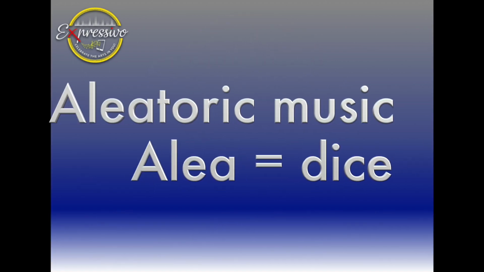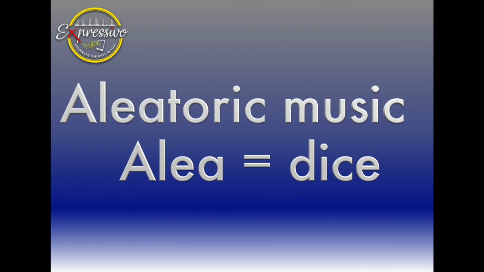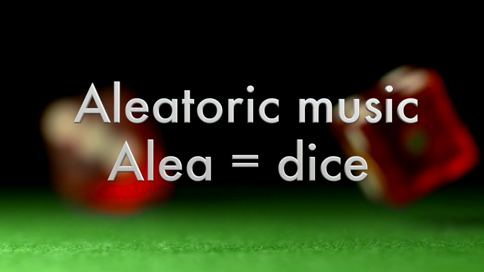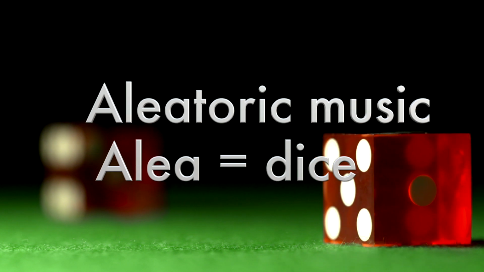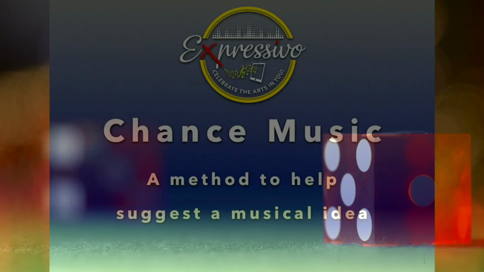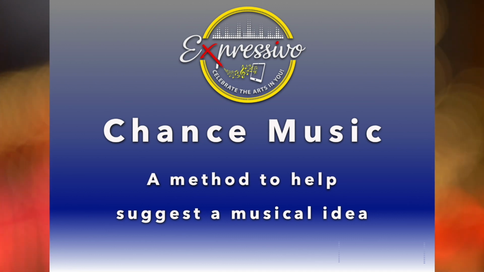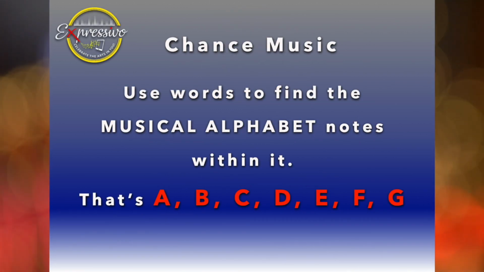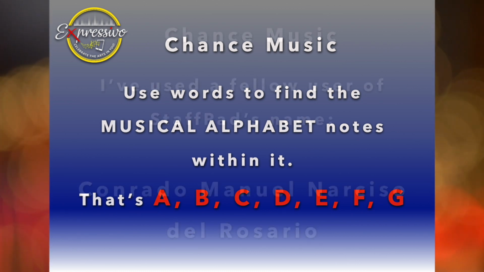So today we are looking at aleatoric music. Alea coming from the Latin for dice. Ooh, gambling? Oh, wait a minute, that's chance music. A method to help suggest a musical idea when you're a little bit stagnant and can't find one. So, chance music is using words, any words, to find the musical alphabet notes within it. That's A, B, C, D, E, F, and G.